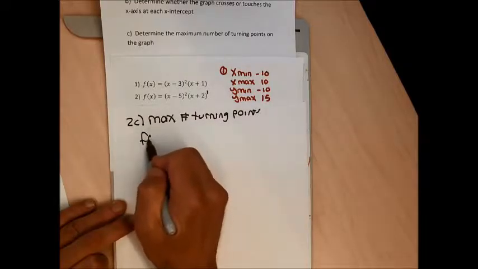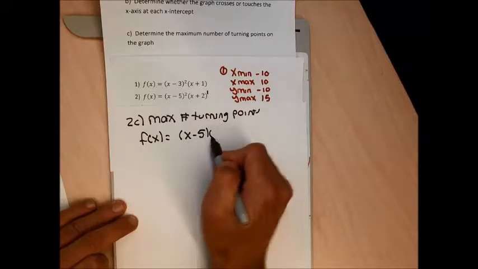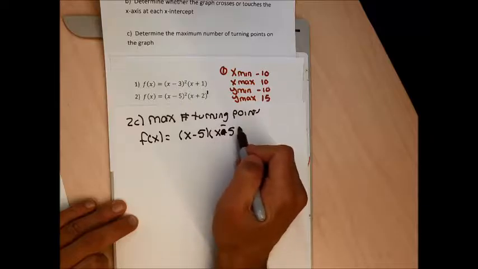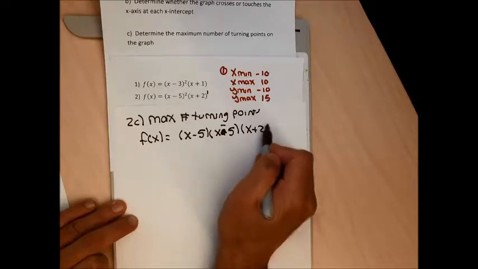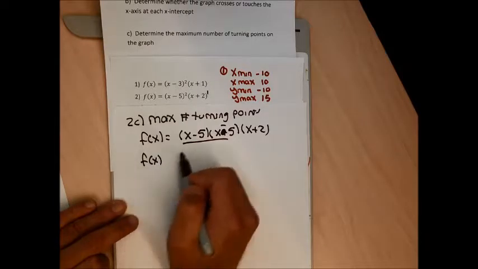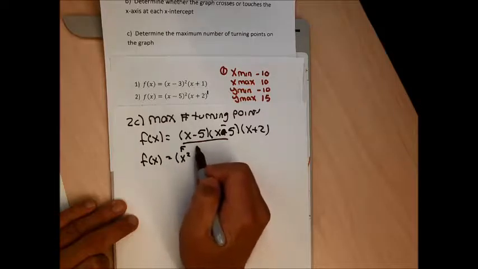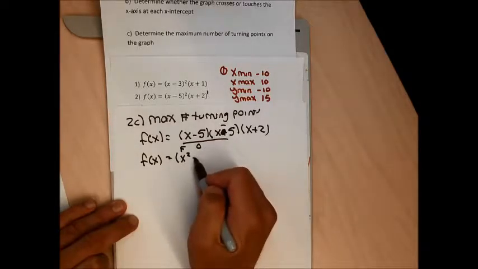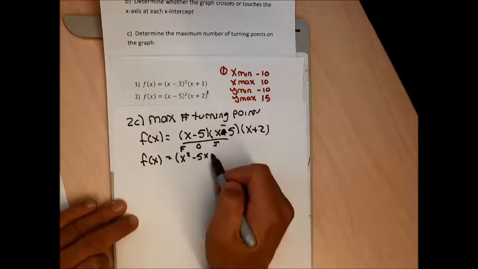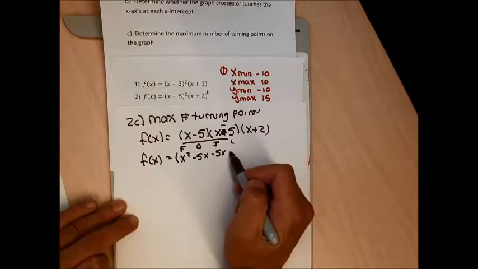So the function is f of x equals x minus 5 squared times x plus 2, which is x minus 5 times x minus 5 times x plus 2. Let me multiply that out. I'm going to FOIL it. Firsts are x times x, which is x squared. Outers are x times minus 5, which is minus 5x. Inners are minus 5 times x, which is minus 5x. Lasts are minus 5 times minus 5, which is plus 25.